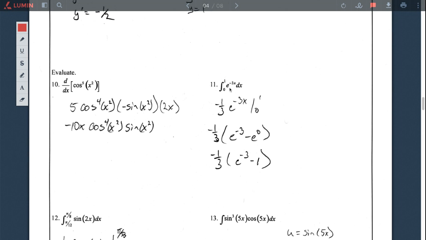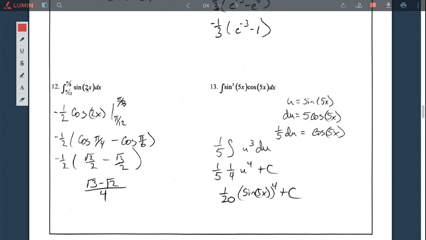On 11, e to the -3x, I want to integrate it. So you can do a u for -3x. If I did a u for -3x, du is going to be -3. Notice there is no -3 in here, so that means that's why I got to have the -1/3. And if we integrate e, it's just going to be e. So then we plug in from 1 to 0. I plug in 1, I get e to the -3. I plug in 0, I get e to the 0, which we know is 1.